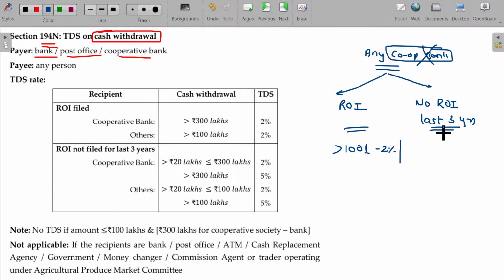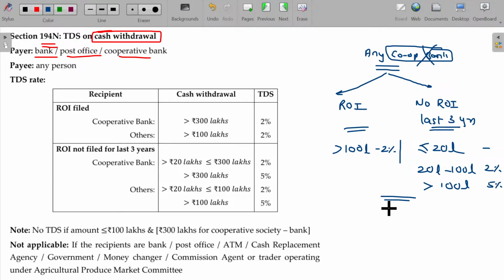Suppose if you have not filed RY, your limit is only 20 lakhs. Less than 20 lakhs, no problem. If you are withdrawing anywhere between 20 lakhs to 100 lakhs, 2% TDS will be leviable. If you withdraw more than 100 lakhs, 5% TDS will be leviable. Means if you are withdrawing 1 crore, bank will deduct 5 lakhs. You will be getting only 95 lakhs.